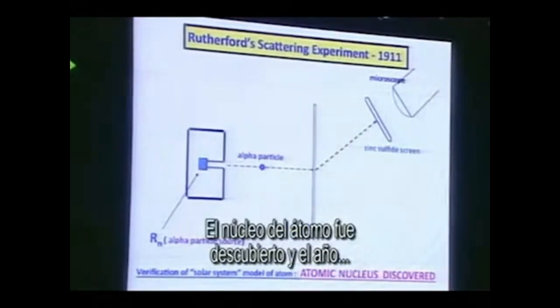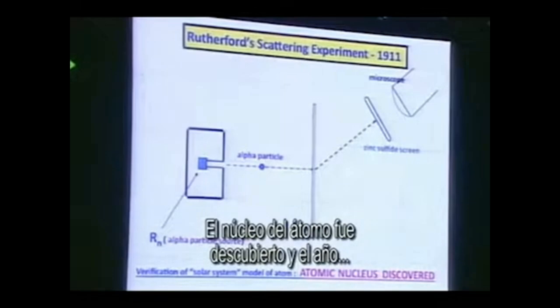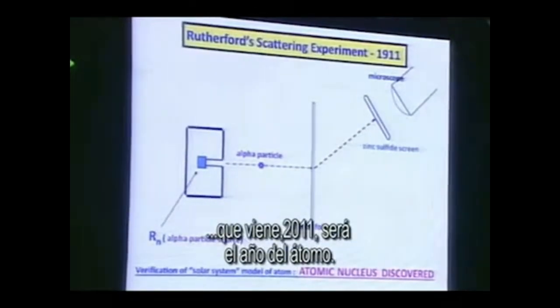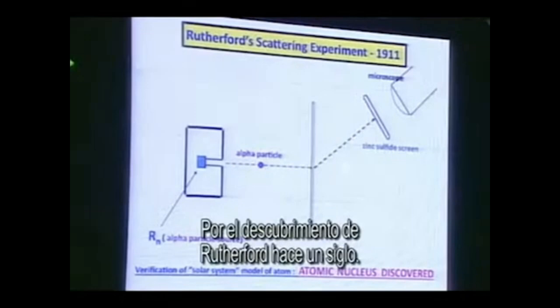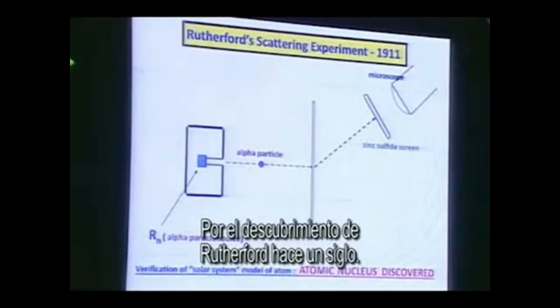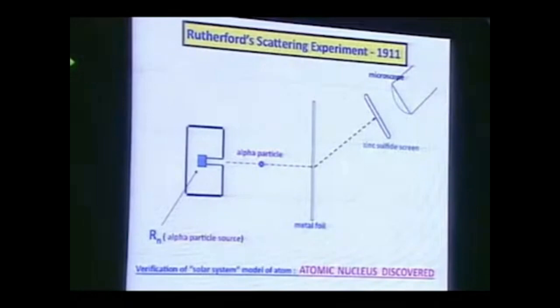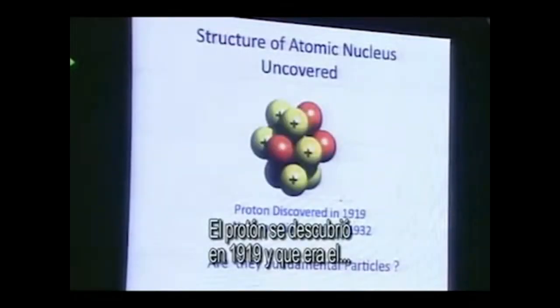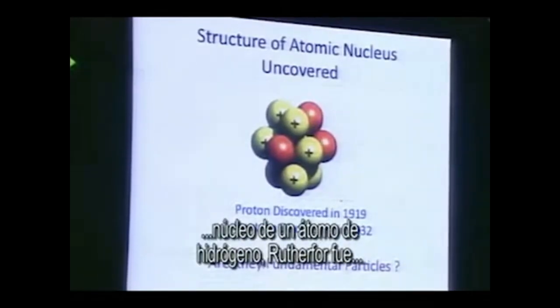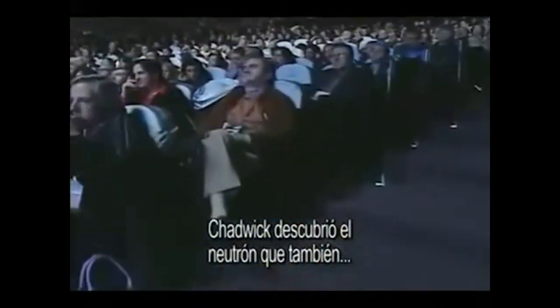The nucleus was discovered, and next year, 2011, will be called the year of the atom because Rutherford did this experiment 100 years before. And then the proton was discovered in 1919. The proton was found out to be the nucleus of the hydrogen atom, and Rutherford actually was the one who made that observation. And Chadwick discovered the neutron, which is also part of the nucleus, which is uncharged, and that was discovered in 1932. But then the question is, are these fundamental particles?